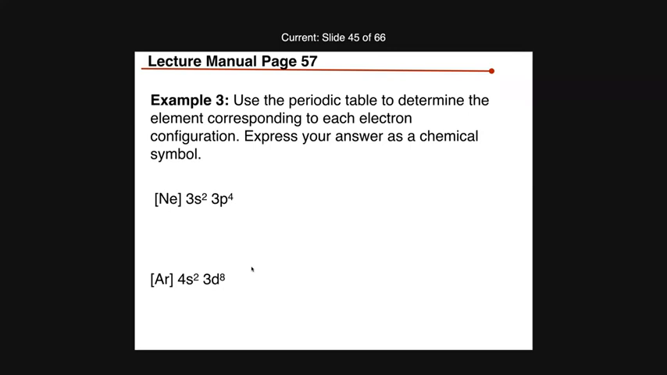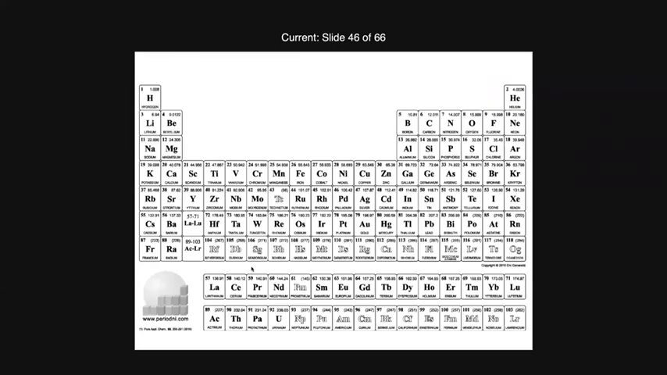So for example, these two. So these two is giving you neon 3s2, 3p4. Okay, so what you need to do is, we have to start with neon, right? So in this case, we know that we are going to start with neon, which is this one right here. Okay, so we're going to start right here, and it's followed by neon and then 3s2 and 3p4.